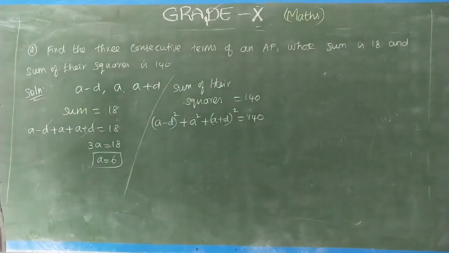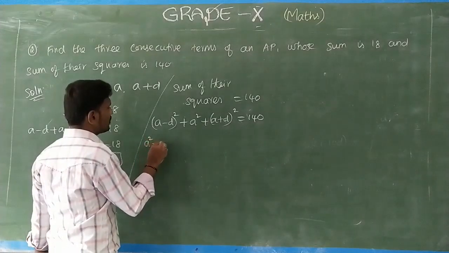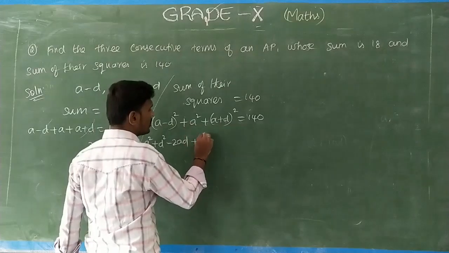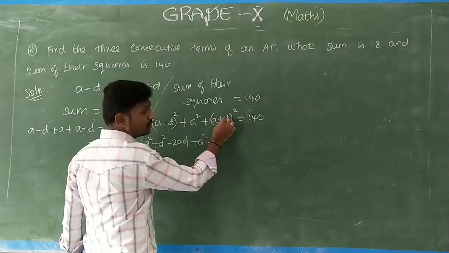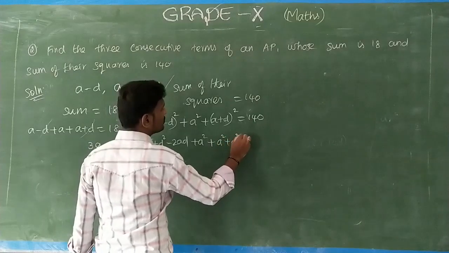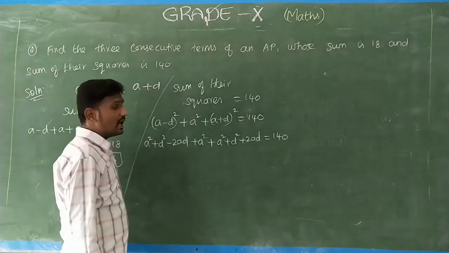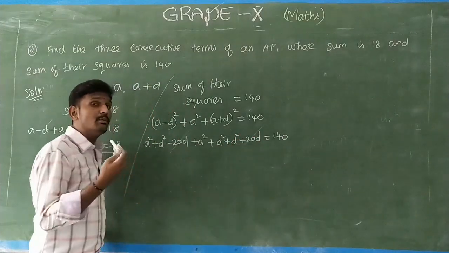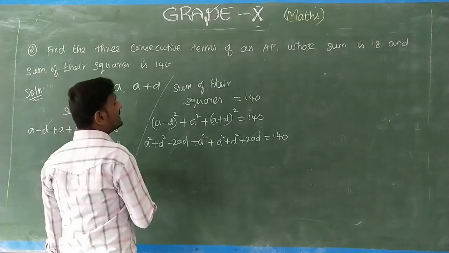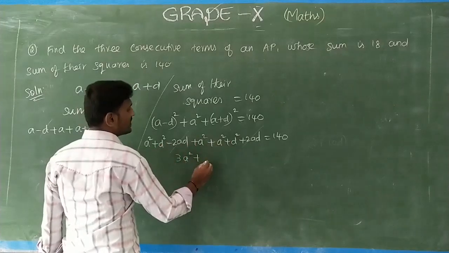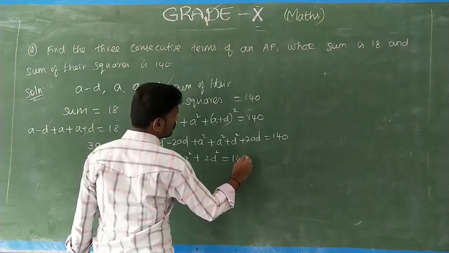Yes, students. Now you have to expand by using the formula of a plus b the whole square as well as a minus b the whole square. So we get a square plus d square minus 2ad. And next this one is a square, and this is also a plus d the whole square, so a square plus d square plus 2ad, which is equal to 140. Now plus 2ad and minus 2ad cancel. Now adding the like terms: 3a square, and d square plus d square is 2d square, which is equal to 140.